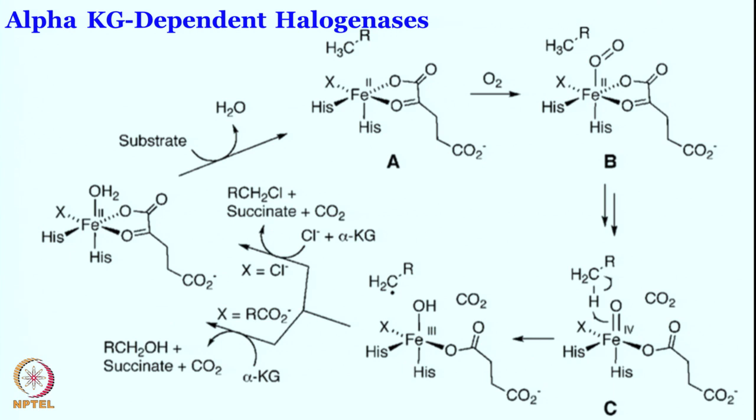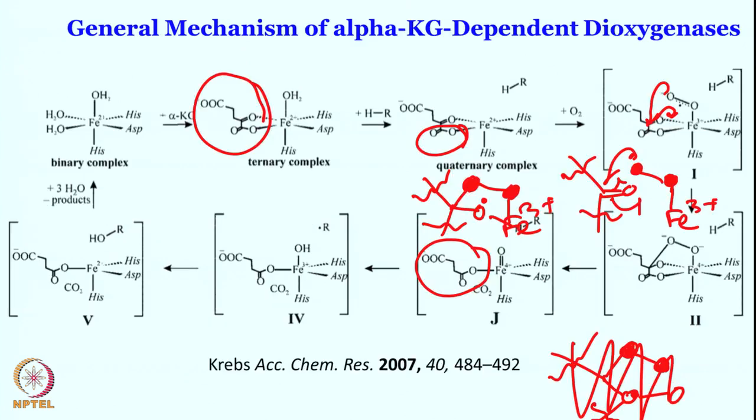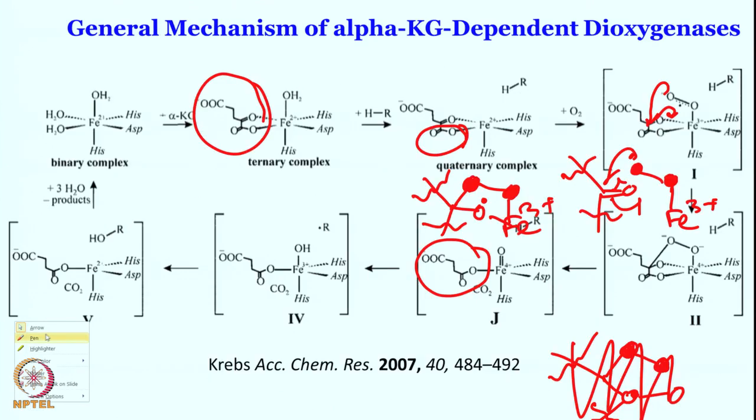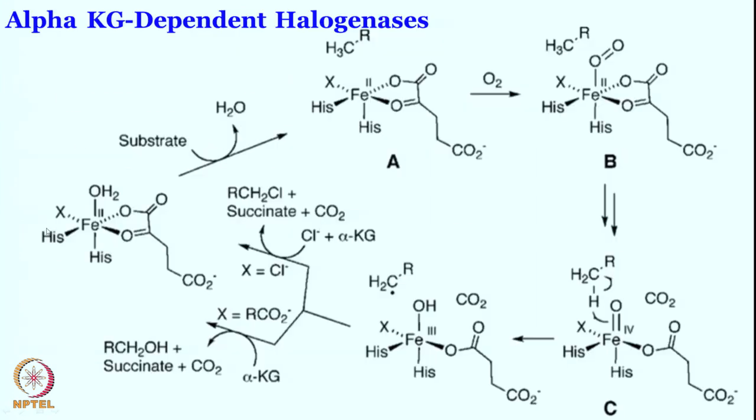The twist here is if you do not have that 2-histidine 1-carboxylate intermediate, 2-histidine and 1-aspartate, the so-called facial triad, if you do not have these 3 moieties, then you are in for a quite exciting part, and that is just 2-histidine and 1 X, the halogen. So, this was aspartate in the last case, now this is halogen. This halogen will then be reactive with the radical center that is getting generated at iron.